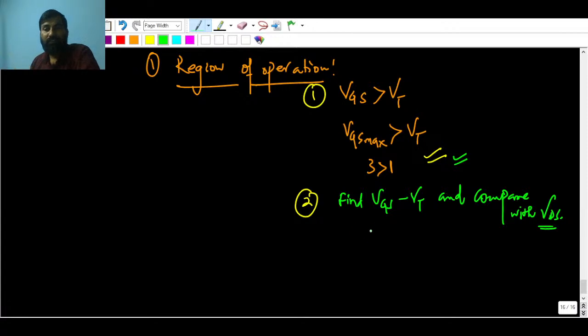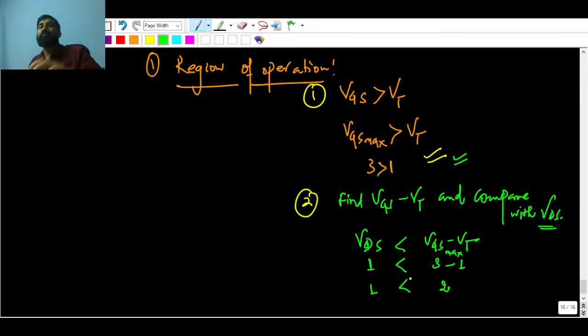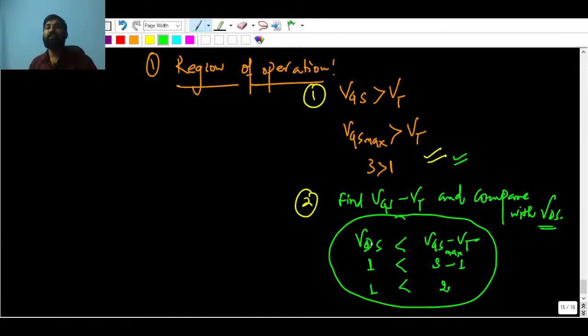So what you can do here is, your VDS is given as 1, I guess, and your VGS minus VT. If you put 3 here, VGS max minus VT, 3 minus 1 will give you 2. It will be 2 and VDS is 1. So you can say that your VDS will be less than VGS minus VT. If this condition holds, then you can directly claim that your MOSFET is in linear region.